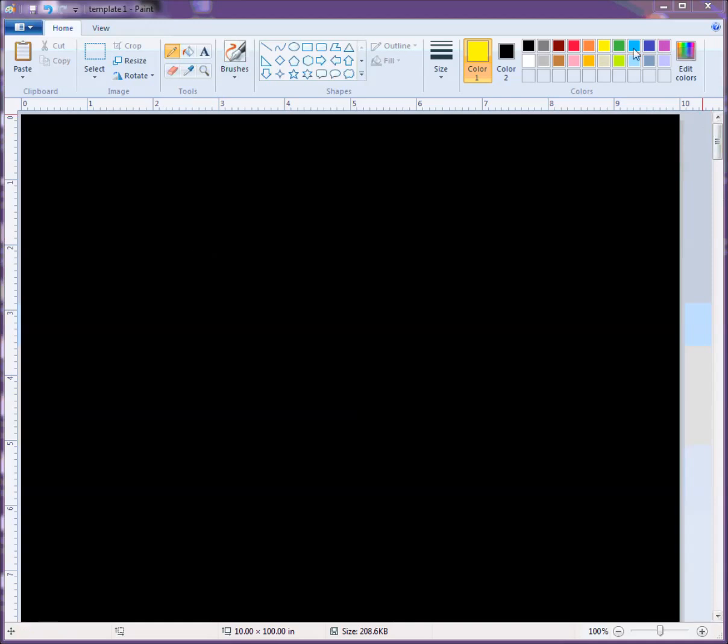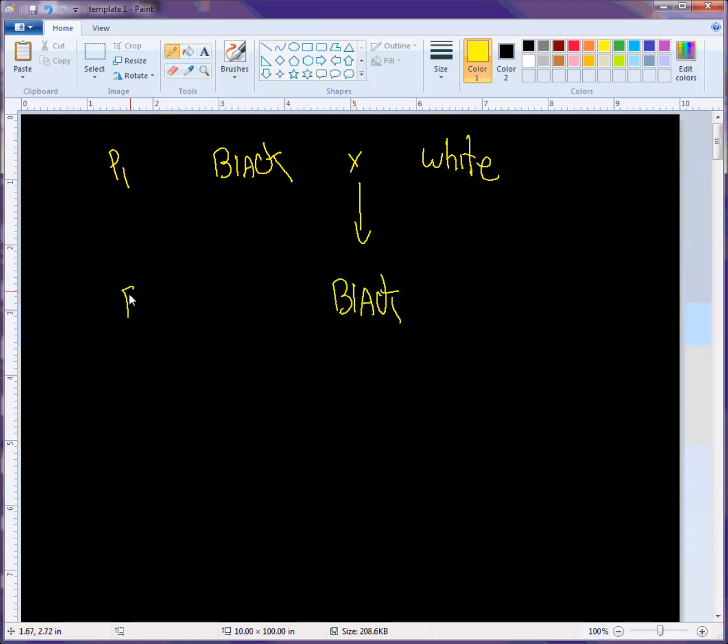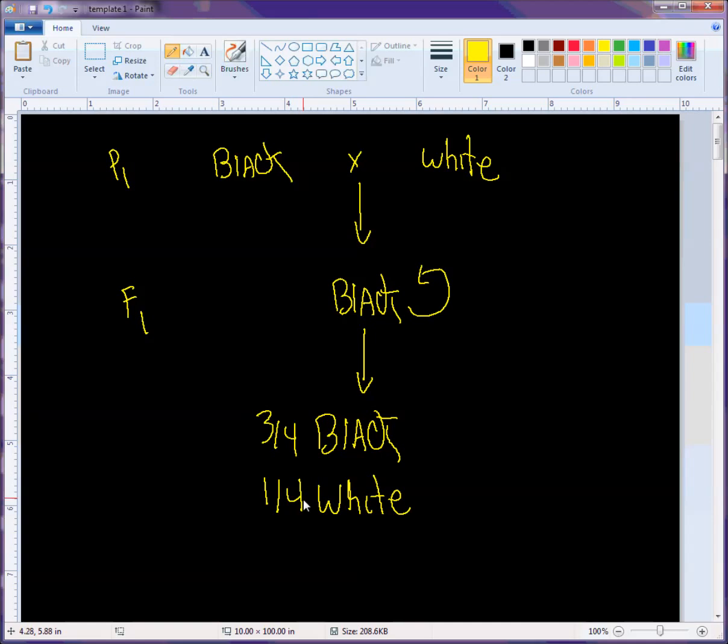So if we're going to diagram this cross, we would say, okay, black guinea pigs cross to white guinea pigs, and this would be the P1. It gave all black guinea pigs in the F1, and then when these were crossed to each other, we got black guinea pigs and white guinea pigs in a 3/4 to 1/4 ratio.